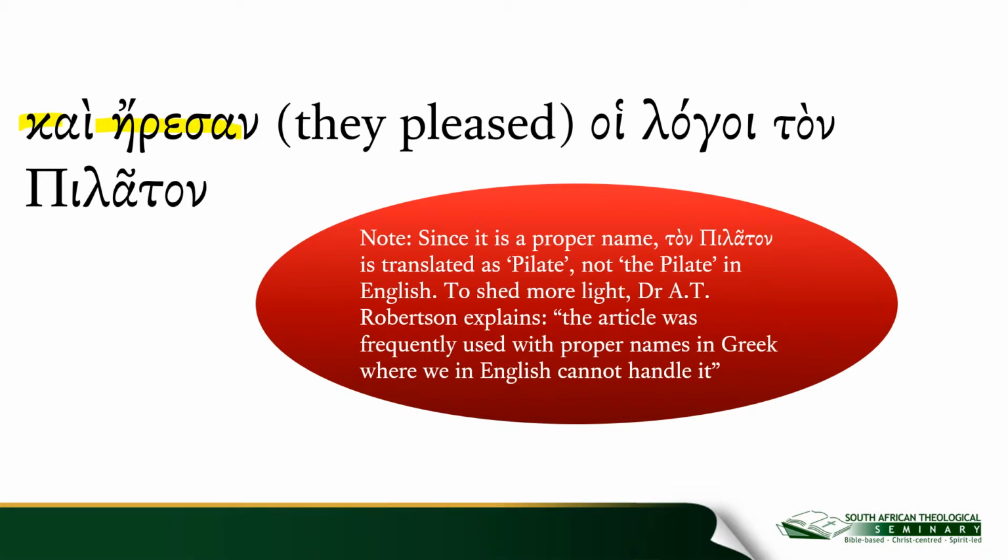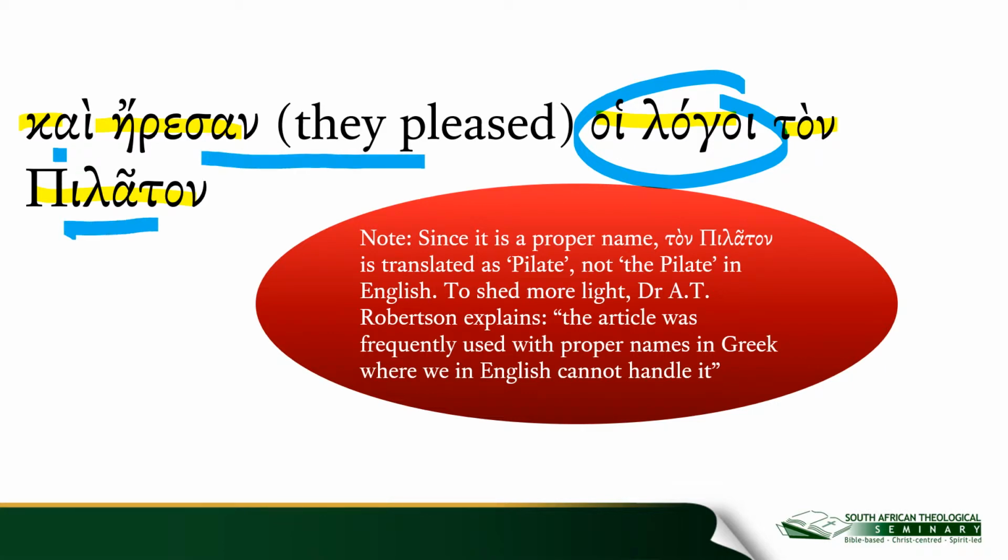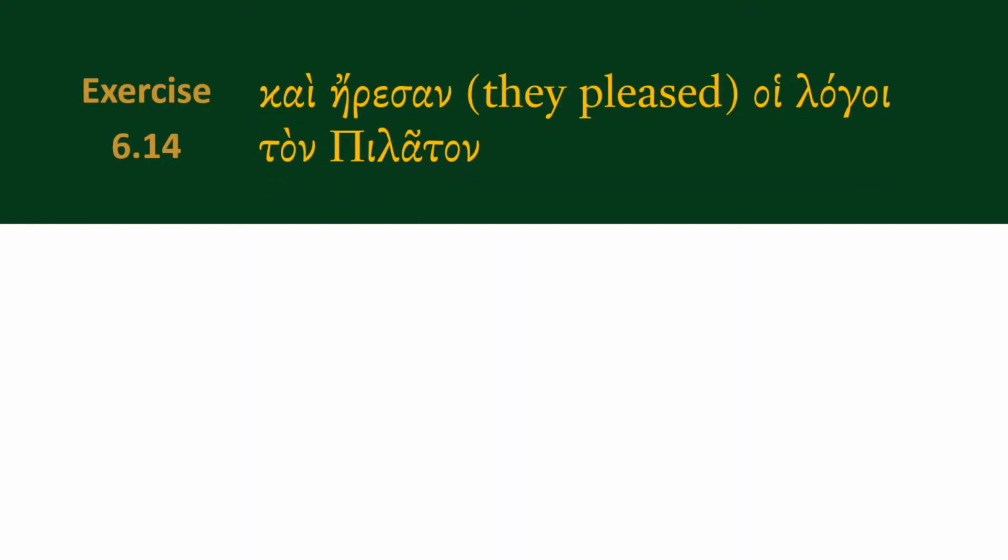Ke eresan, hilogi ton pilaton. Translation: and the words pleased Pilate. For the purpose of learning, let us now consider the syntactical relationships in this text.